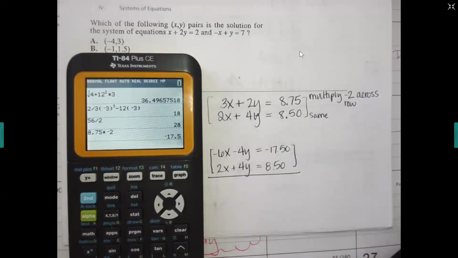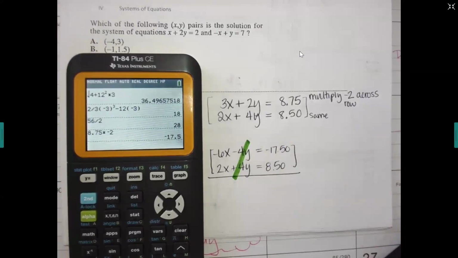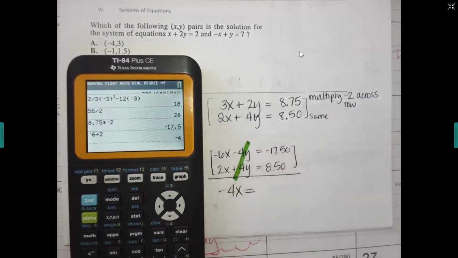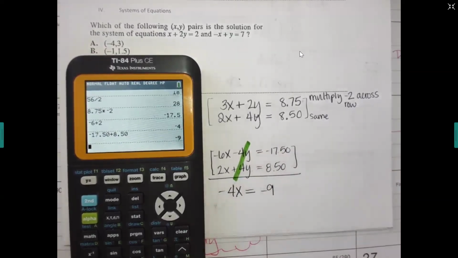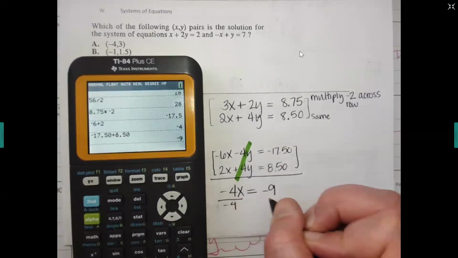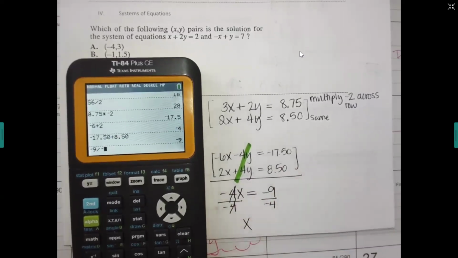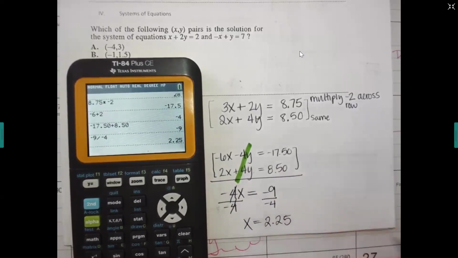Okay, I'm going to go ahead and cross the y's out because I know those are going to eliminate. What is -6x plus 2x? -4x. And then what is -1750 plus 850? -9. And then to solve, what do I do with that -4? Divide by -4 all the way across. Now remember, this is money. So if it doesn't come out to be a nice even number, that's fine. 225, that would make sense.